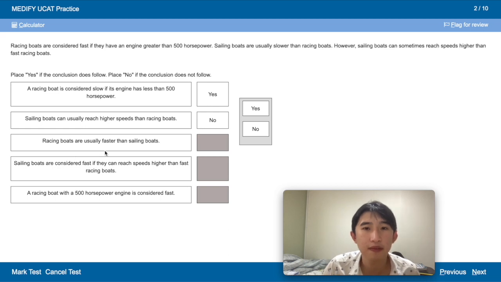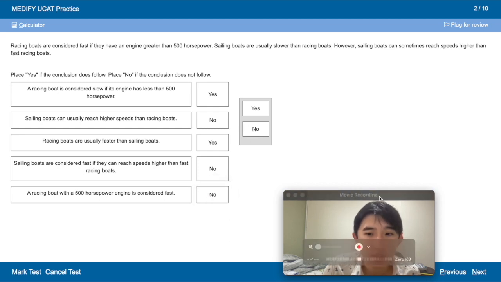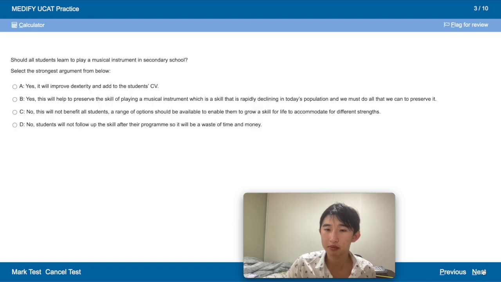Racing boats are usually faster than sailing boats. Yeah, sailing boats can be fast if they reach speeds higher than fast racing boats. Cannot imply that. A racing boat is considered fast. No, because it will take the fastest, greater than 500 horsepower.